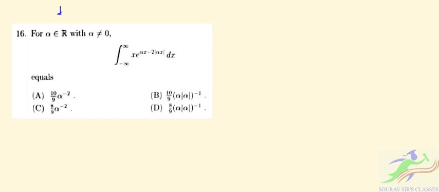So this question I'm solving from the ISI admission test for MTech programs, and this question is from 2022. Question number 16 says: for alpha belonging to the real space R with alpha not equal to 0, what will be the value of this integral, minus infinity to infinity x e to the power alpha x minus 2 mod alpha x dx? So this is the integration given. You have to find the value of this integral.